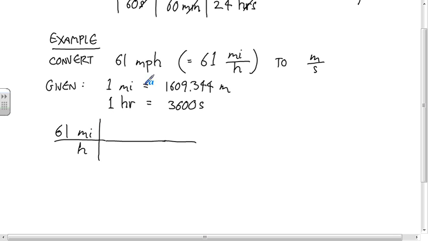So I'm first going to use this first conversion to convert miles to meters. Do we want 1 mile over 1609 meters, or vice versa? Okay, so we want 1609.344.